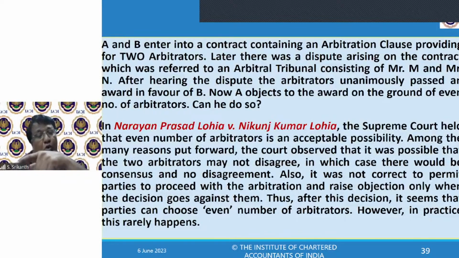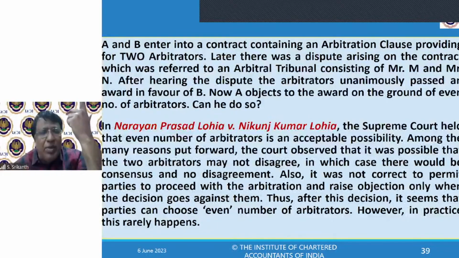What was A doing throughout the arbitration? Throughout the arbitral proceedings, A had the opportunity. Why didn't you object? Why didn't you at least register an objection which was overruled? Then also you are safe. You did nothing. The arbitral award has come, which is against you. Now you go to the court and say, sorry, no. And the Supreme Court asks, why should there not be even? See, there could be a tie.